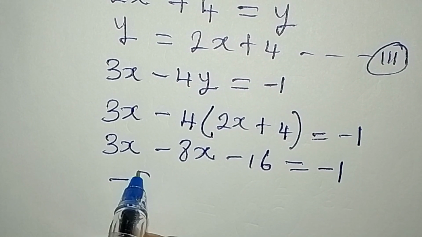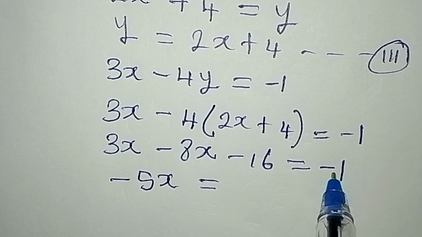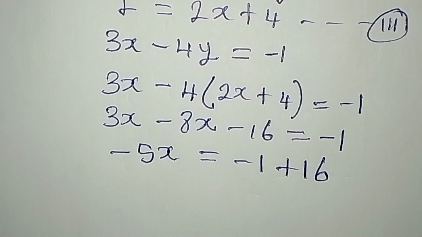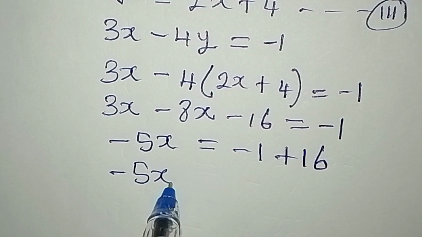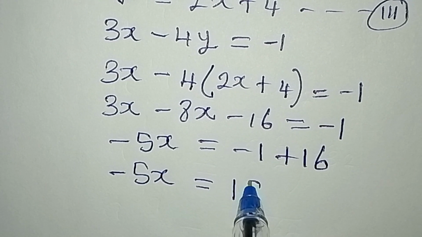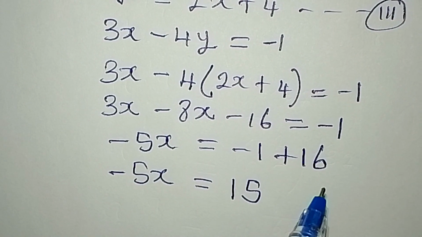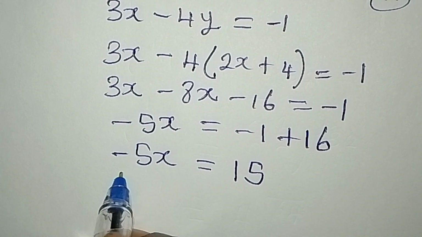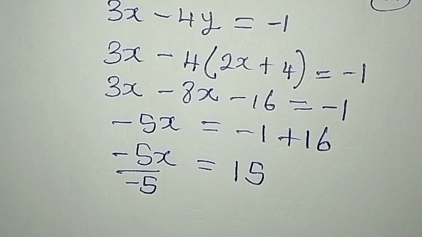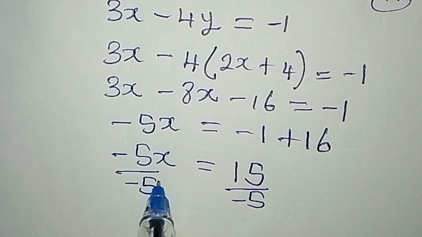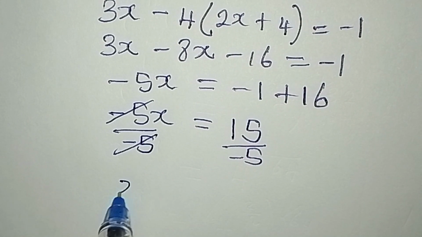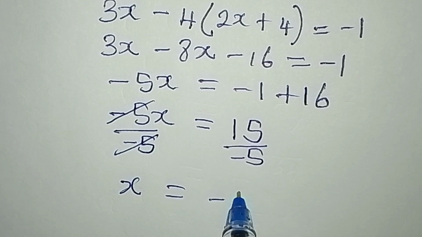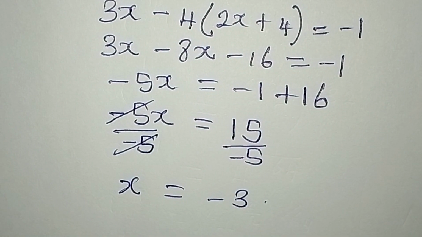This minus this will give us minus 5x, and that will be equal to minus 1 then plus 16. We are collecting like terms, right? So that minus 5x is equal to 15. Minus 1 plus 16 is 15. Now, to get the value of x, we divide both sides by the coefficient of x, which is minus 5. Now, our x is equal to 15 divided by minus 5, and that will give us minus 3. So now we get the value of x.